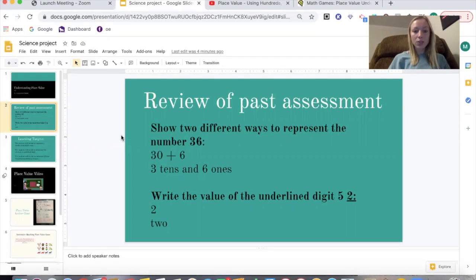And then on down to the next question, it was write the value of the underlined digit in 52. The 2 in that was the number that was underlined. So we all know that in the number 52, the 2 would be in the ones place. One of the answers I got was just 2, which is correct. That is the value of that underlined digit. Someone else also just wrote out the word 2, which is also correct.